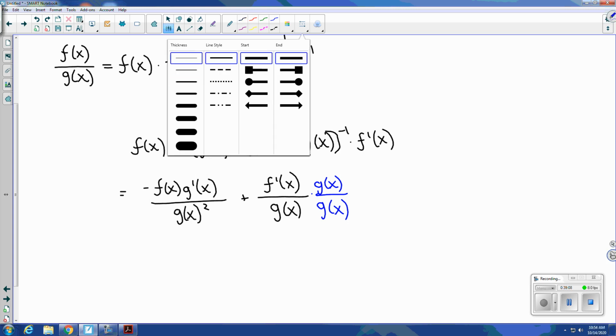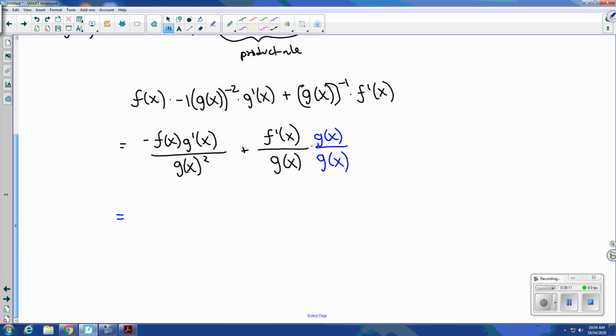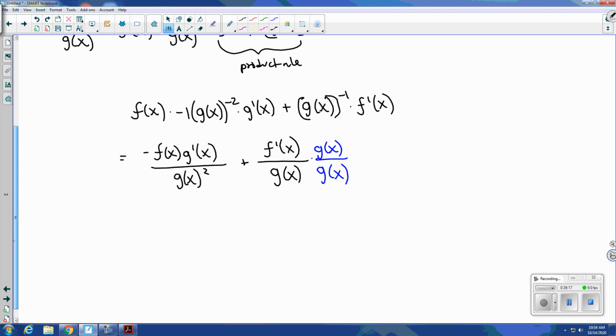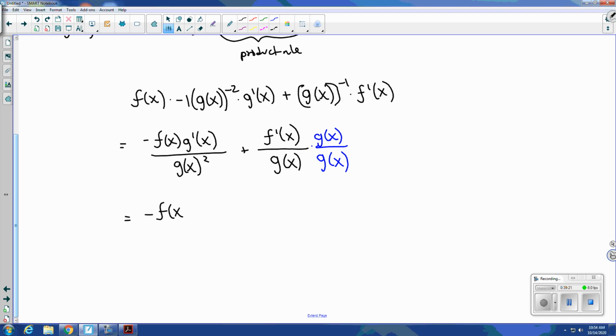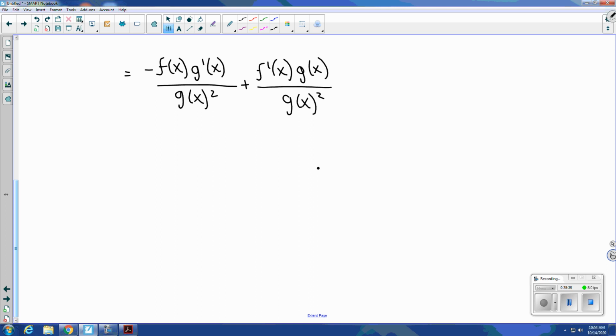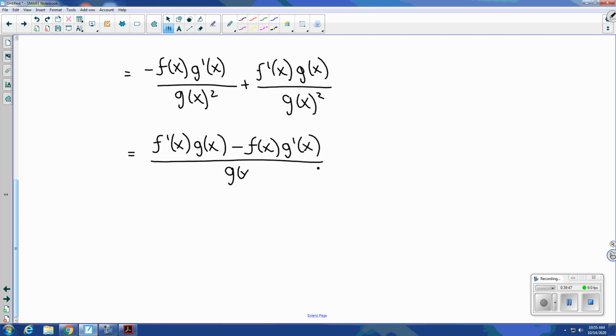So let's simplify that. This will all equal negative f of x. Let's do it in a different color. Now with the common denominators, we can combine. And to avoid a negative out in front, I could write this part first. And there is your quotient rule.